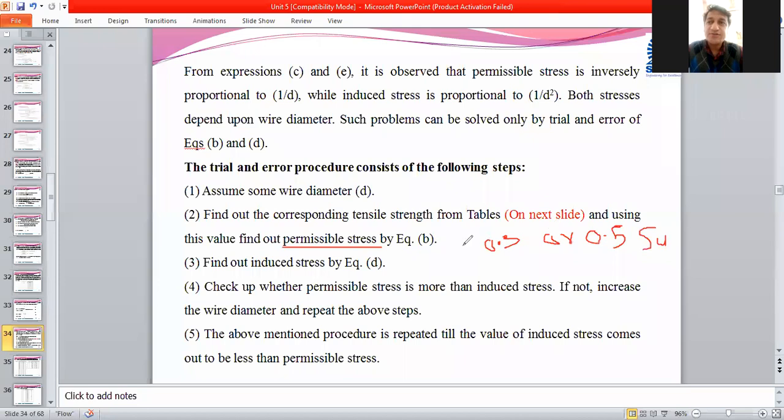Once you use this equation, you are going to find out the allowable shear stress or permissible shear stress. And once you find out the permissible shear stress, then we can find the induced value of stresses, that is for that particular diameter. What is that equation? Tau is equal to K multiplied by 8PD divided by pi d square.